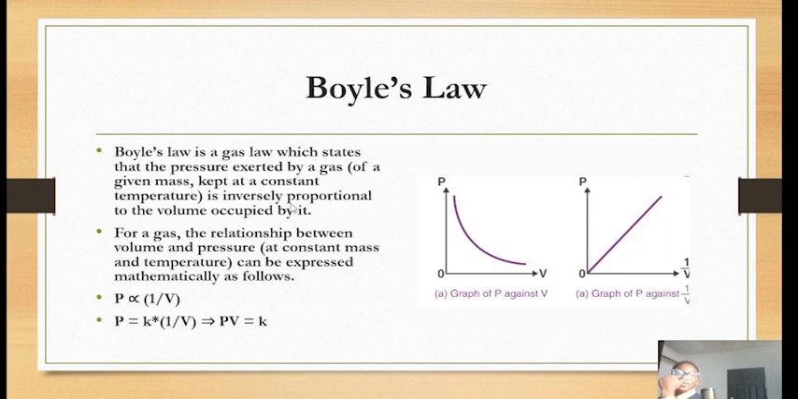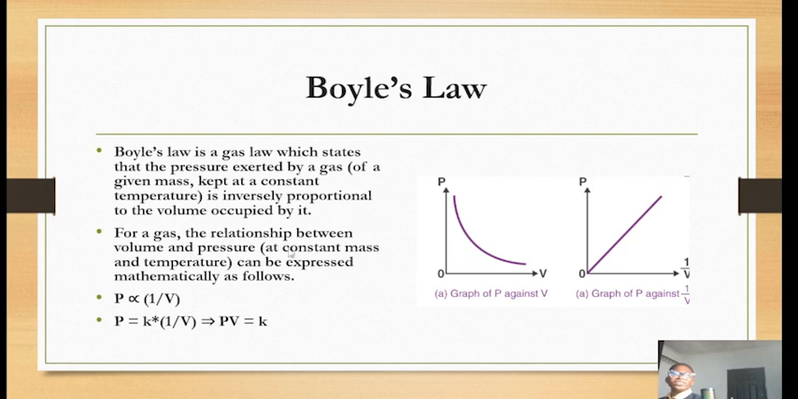Boyle's law is a gas law which states that the pressure exerted by a gas of a given mass kept at constant temperature is inversely proportional to the volume occupied by it. That is, as the pressure is increasing, the volume is reducing, and as the volume is increasing, the pressure is reducing. It's inversely proportional to the volume occupied by it.